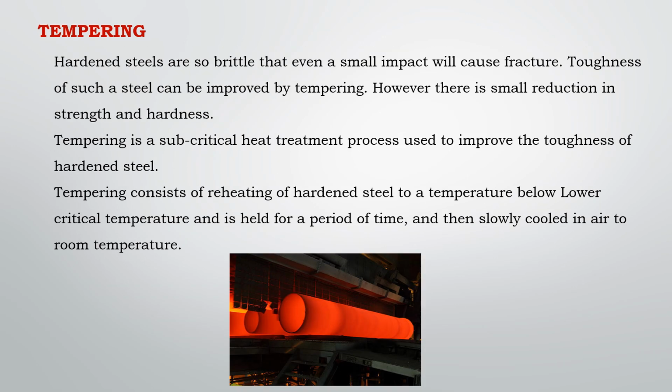Hardened steels are so brittle that even a small impact will cause fracture. Toughness of such a steel can be improved by tempering. However, there is a small reduction in strength and hardness. Tempering is a subcritical heat treatment process used to improve the toughness of hardened steel. Tempering consists of reheating of hardened steel to a temperature below the lower critical temperature, holding for a period of time, and then slowly cooling in air to room temperature.